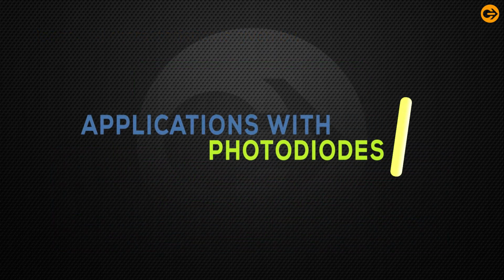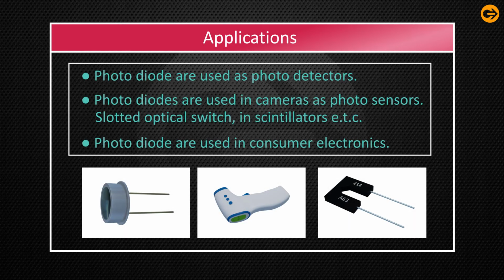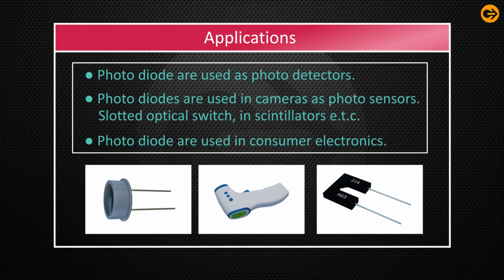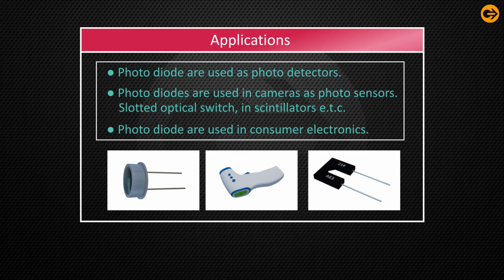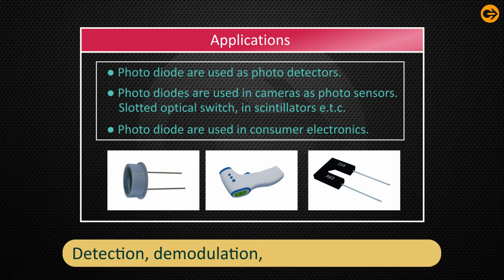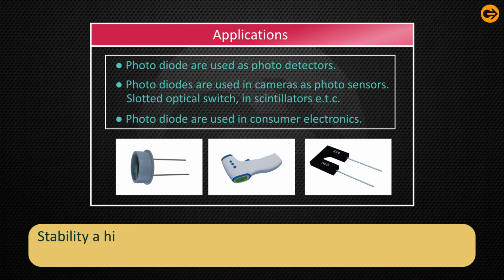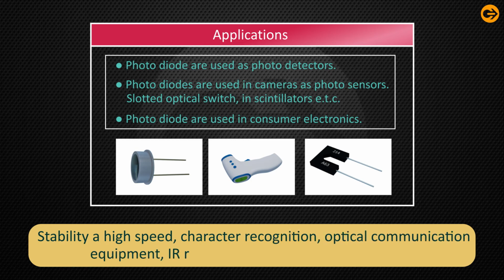Now, the applications of photodiodes. Since the rise and fall times are very small for this device, it can be employed for high-speed counting and switching applications. Typically, photodiode applications include detection, demodulation, switching logic circuits that need stability at high speed, character recognition, optical communication equipment, IR remote control circuits, encoders, etc.